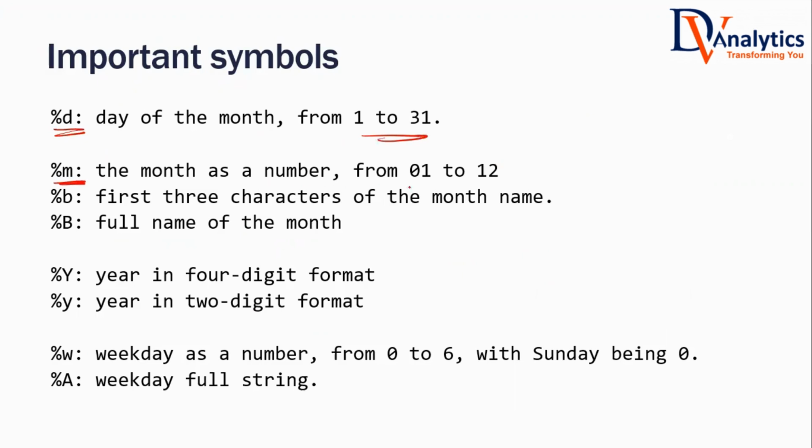Percentage lowercase m, that is the month number. Percentage lowercase b, that is the first three characters like Jan. And full month is percentage capital B. Now these are the symbols for month. For year, these are the symbols.